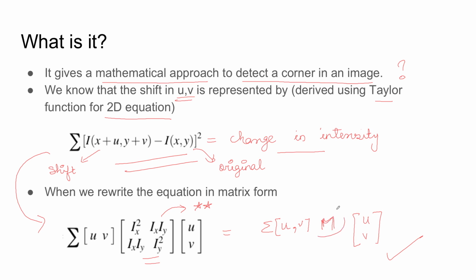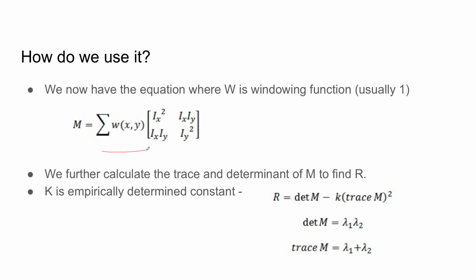This M is again a very important observation. If we rewrite M when we consider a windowing function, it looks something similar to this, where the windowing function is usually 1. We now calculate the trace and determinant of M to find R. So what exactly is R? R is basically an equation whose value determines if it's a corner or not. The determinant of a matrix is simply the multiplication of both its eigenvalues, and the trace is the addition of both its eigenvalues. We put them back into the equation of R and find the value.